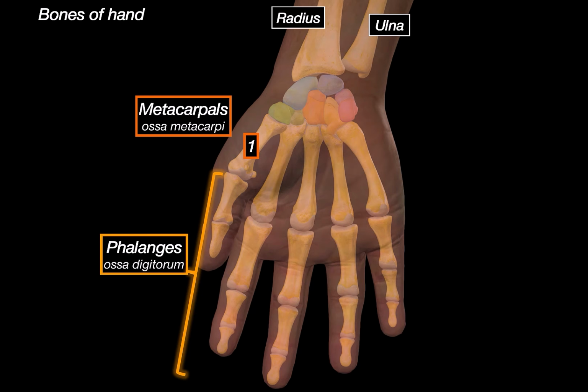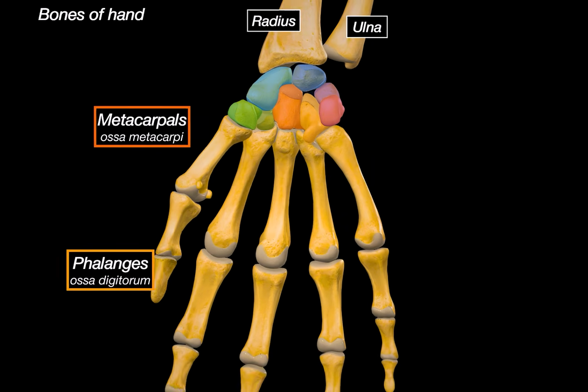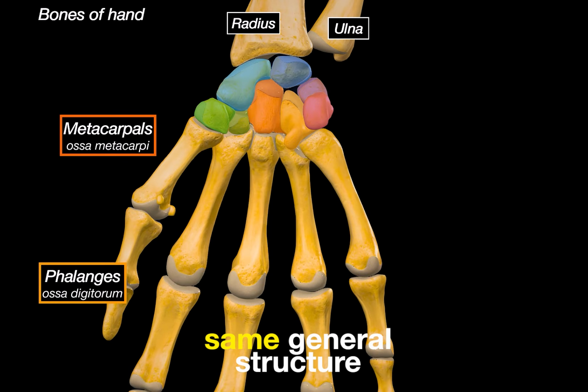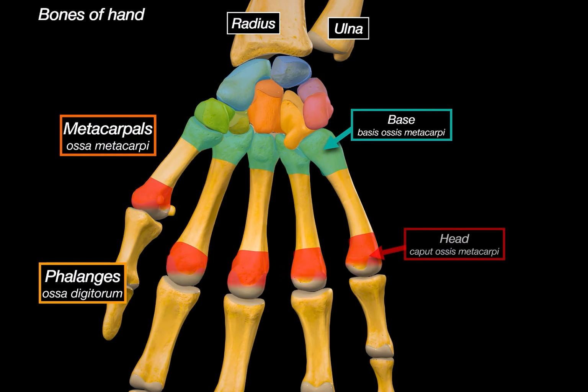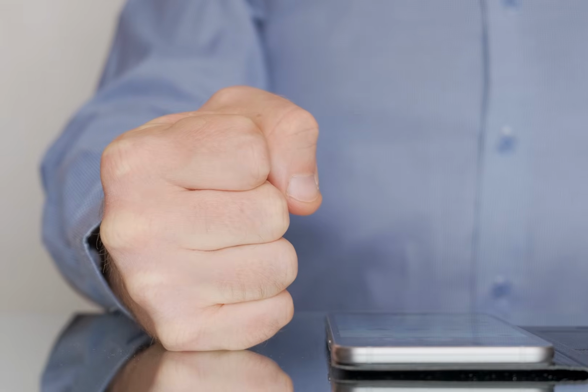There are 5 metacarpal bones, and they're numbered from lateral to medial, so the thumb is number 1, ending with the little finger as number 5. All 5 share the same general structure. They each have a base, a head, and a shaft. The base is the proximal end that articulates with the carpal bones, and the head is a rounded distal part that connects with the proximal phalanx of each finger. That is also the part that forms the visible knuckles when you make a fist.